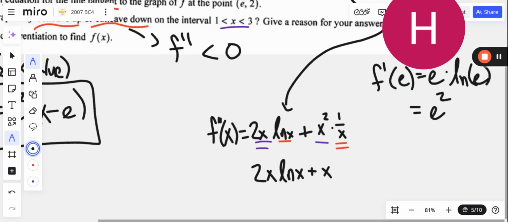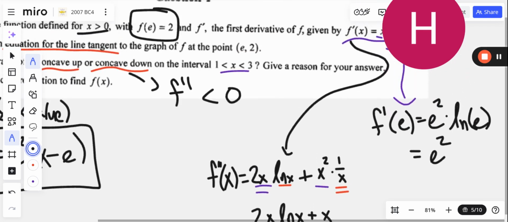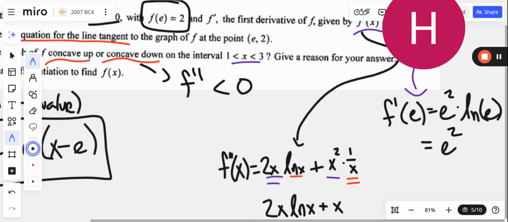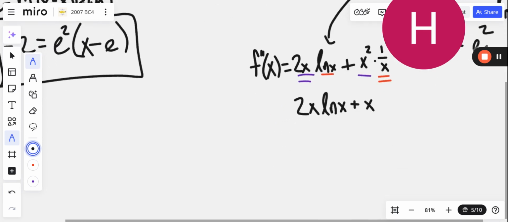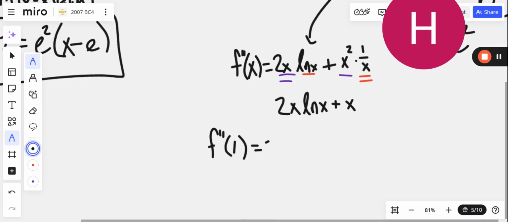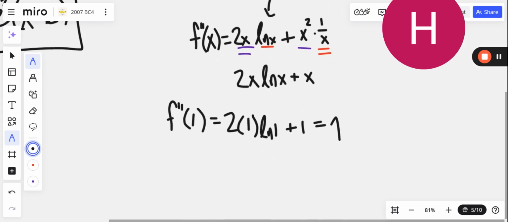Actually, it could be a good idea to factor because we want to see what's going on in terms of negative or positive. And it could be a good idea to just plug in 1 and see what's going on there. That would be 2 times 1 times ln of 1, which is 0, plus 1. So we get 0 plus 1. That's a positive. Okay, that's worth noting.